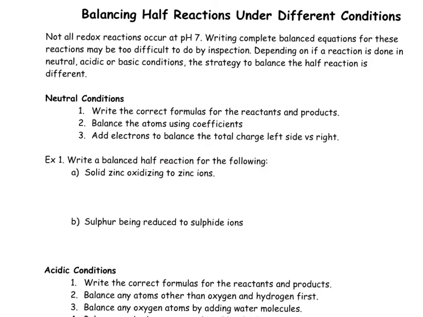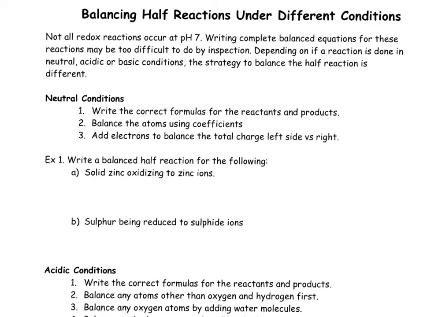Not all redox reactions occur at pH 7. Writing complete balanced equations for these reactions may be too difficult to do by inspection. We'll start by learning how to balance half reactions. Depending on if the reaction is done at neutral, acidic, or basic conditions, the strategy used to balance is different. Neutral conditions is what we've been doing so far.